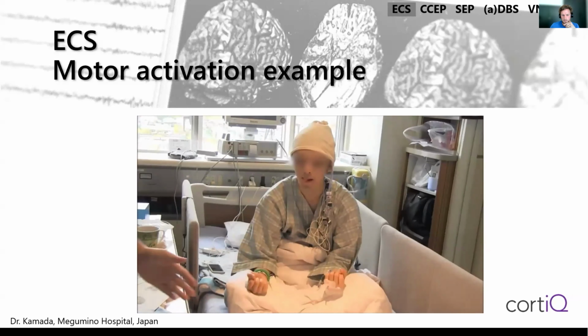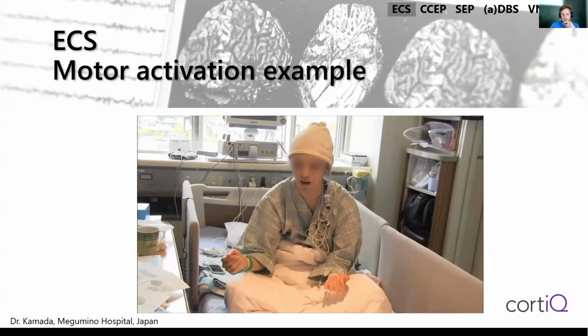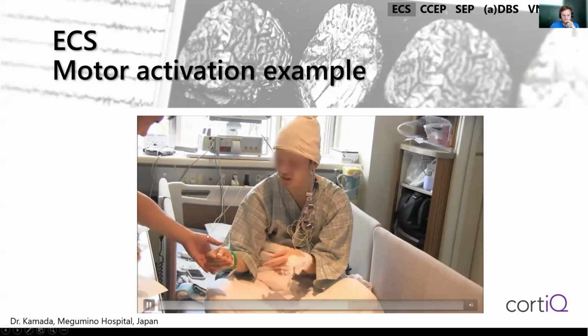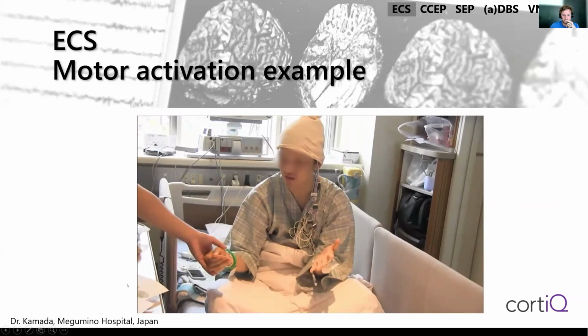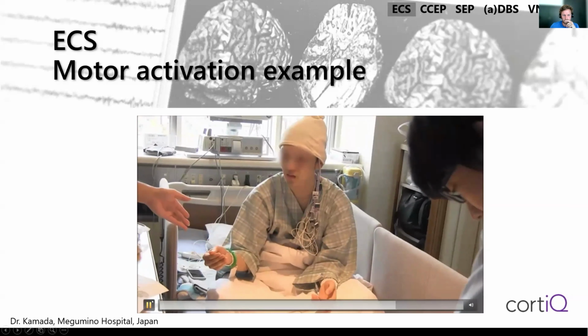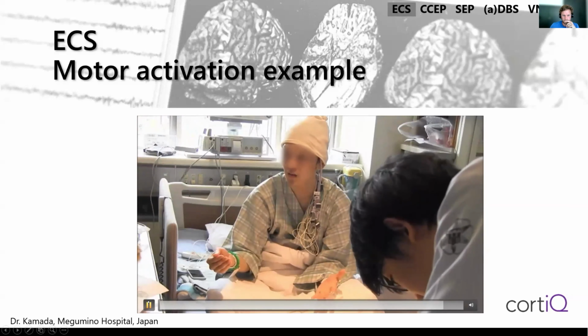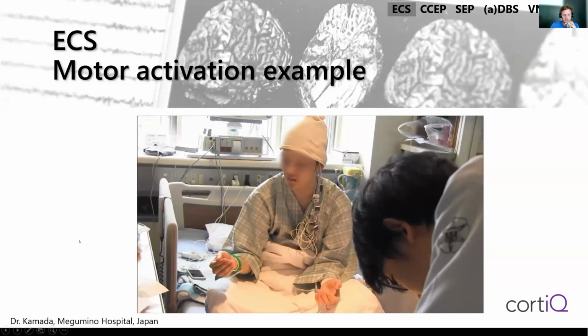And then when the stimulation happens, the patient is not able to move the hand anymore. Yeah, so this is a nice example. The patient was moving the hand, then the motor area was stimulated, and then the movement was not possible anymore because the hand cramped.